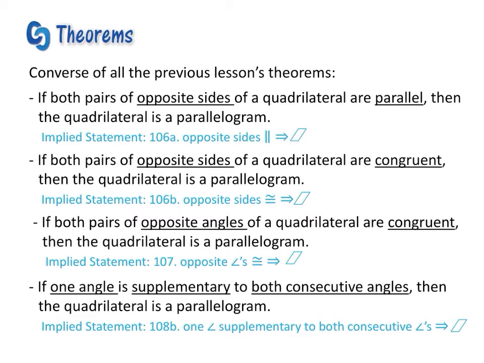And the theorems for this section are the converse of all of the previous lessons' theorems. Essentially switch the hypothesis and the conclusion. So take a moment to copy down all of these converse theorems to previous lesson theorems, in addition to the implied statements.